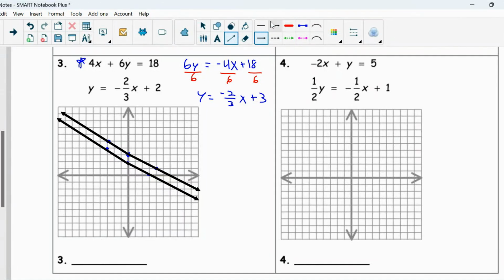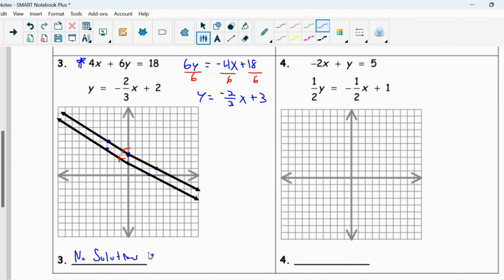You will notice that if you graph it accurately, and maybe more accurately than I did it, that both of these lines are parallel to each other. So this is one of those special cases. When you have two parallel lines, you will have no solutions to your system of equations. Okay? No solutions.